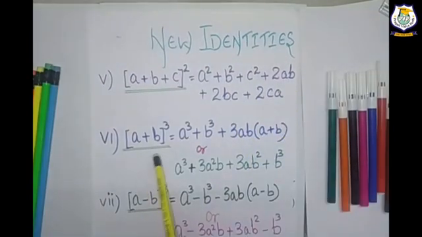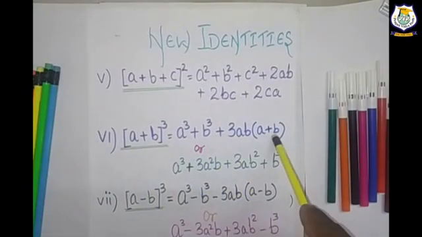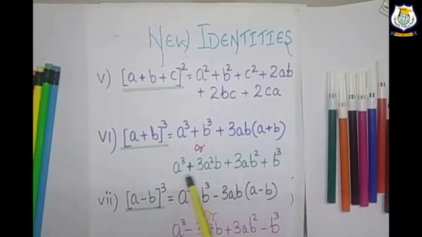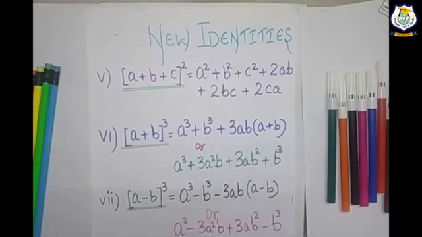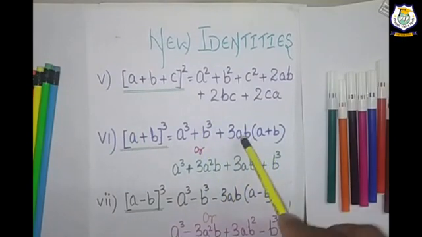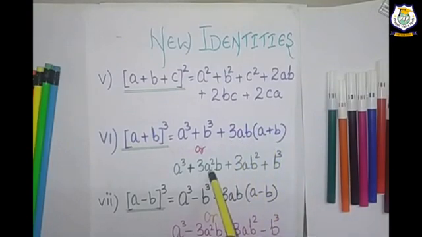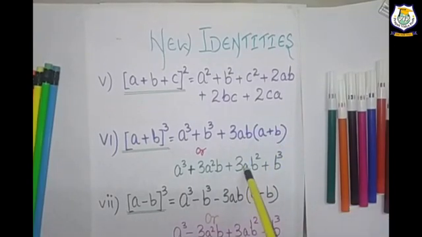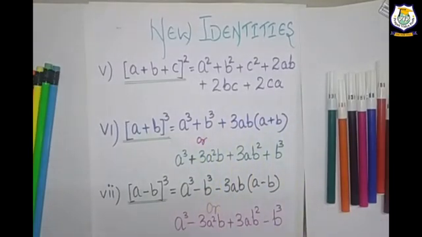The next identity is (a plus b) whole cube, which is equal to a cube plus b cube plus 3ab into (a plus b). This can also be written in that format, that is a cube plus 3a square b plus 3ab square plus b cube. This is nothing but the simplification of this identity. Take a look. When plus 3ab is multiplied by a, you get plus 3a square b. When plus 3ab is multiplied by plus b, you get plus 3ab square. And plus b cube comes at last because of the cyclicity.